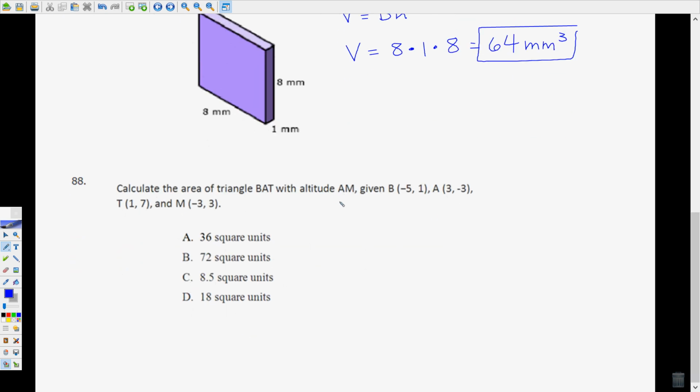All right. Number 88, calculate the area of triangle BAT with altitude AM given these vertices. And I actually broke out a little piece of graph paper to actually graph this so that I could tell the parts and pieces that I needed to find the distance of using the distance formula, because you don't want to find the length of every side on this one. You just need the length, the base times the height.